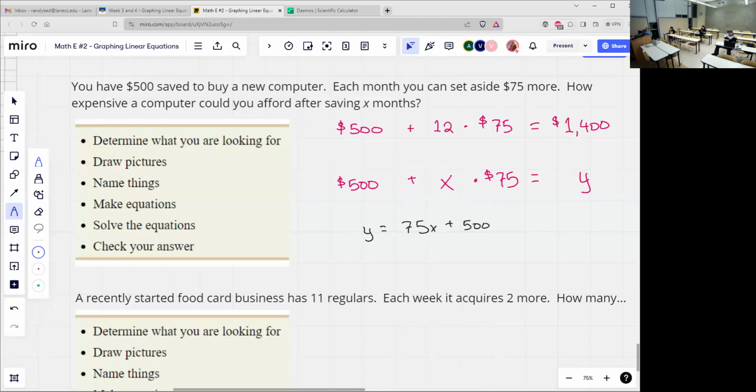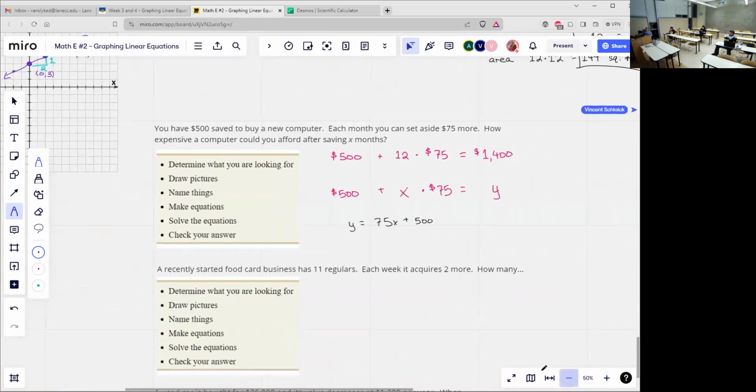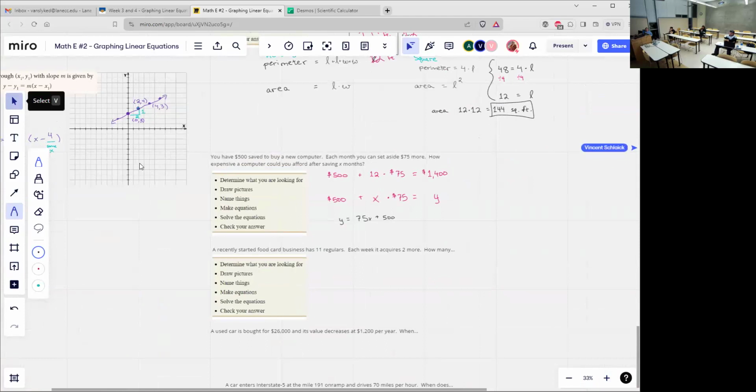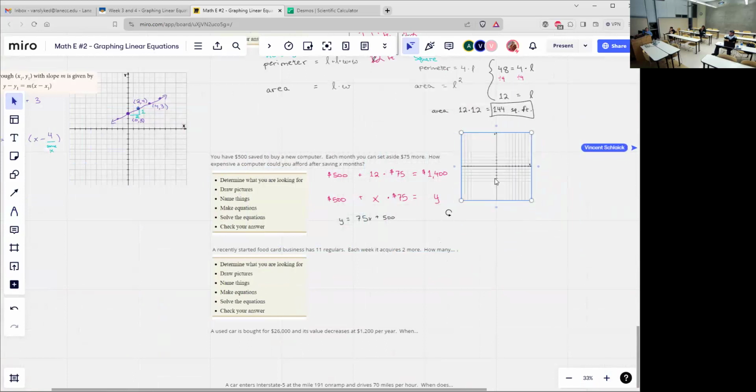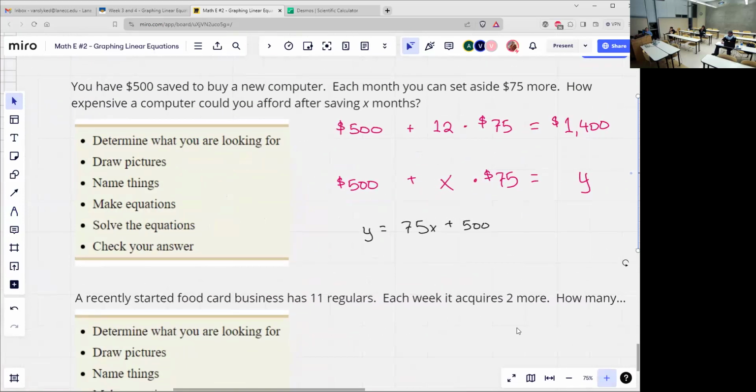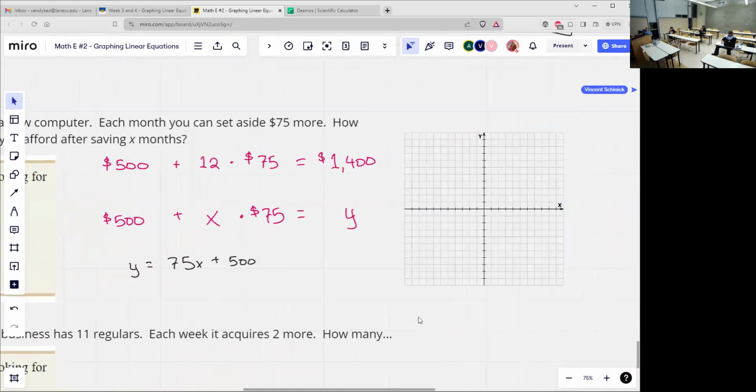Could you graph this if you wanted to? Sure, we could graph this if we wanted. Okay, grab our graph. We could say that each line is 75. Why not? I will make it easy for myself. And every month they just go up one spot, right? So where do I start at?